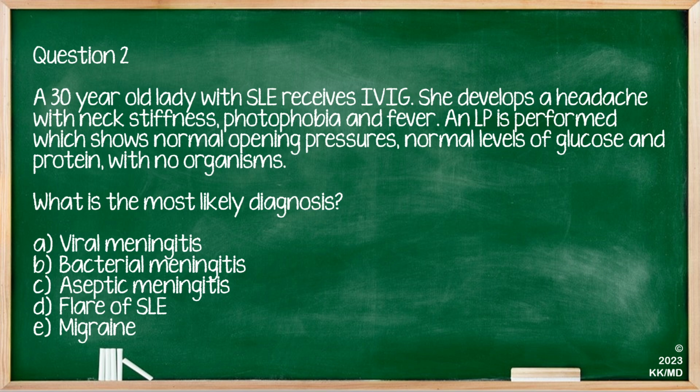Question 2. A 30-year-old lady with SLE receives IVIG. She develops a headache with neck stiffness, photophobia, and fever. A lumbar puncture is performed, which shows normal opening pressures, normal levels of glucose and protein, with no organisms. What is the most likely diagnosis? So your options are viral meningitis, bacterial meningitis, aseptic meningitis, a flare of SLE, and a migraine. So the correct answer here is aseptic meningitis, which you will recall is a rare but known side effect of IVIG.